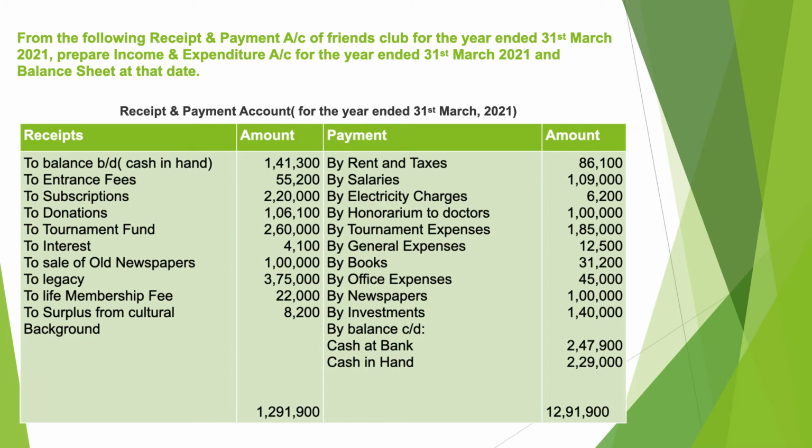Similarly, the next item is interest. Now interest is a revenue receipt, so interest will be recorded in the income and expenditure account, income side. Next is sale of old newspapers. This is also a revenue receipt, so we will also record it on the income side of the income and expenditure account. Then there is legacy. We discussed that it is a capital receipt, so legacy will be recorded in the current year's balance sheet on the liability side.